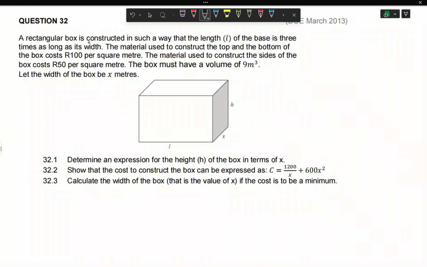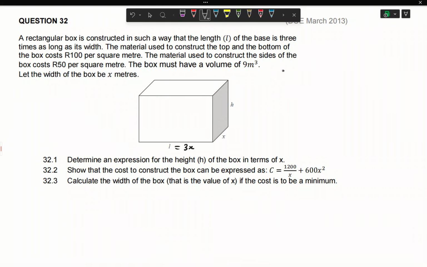Let's say that a rectangular box is constructed in such a way that the length of the base is 3 times its width. This is the width, so it means now the length is 3x. The material used to construct the top and bottom costs 100 rand per square meter.